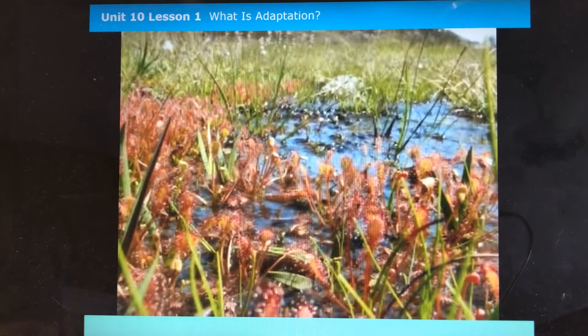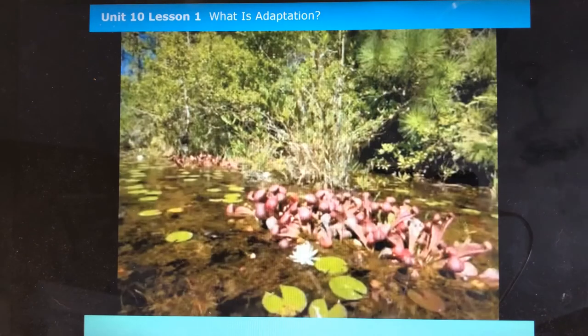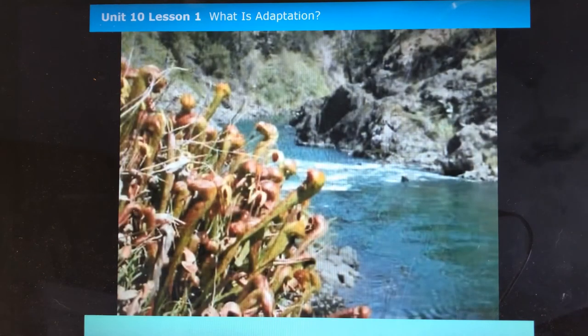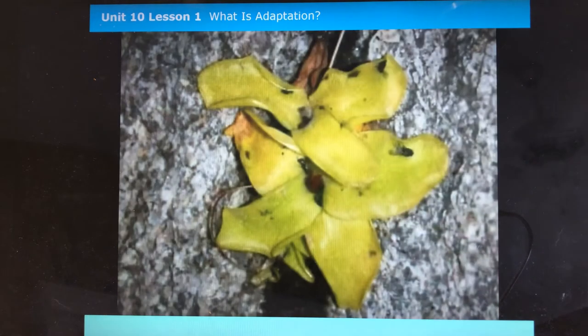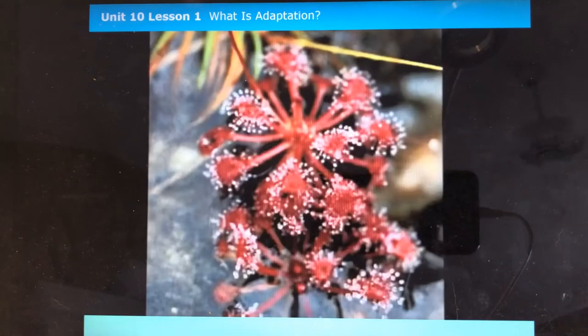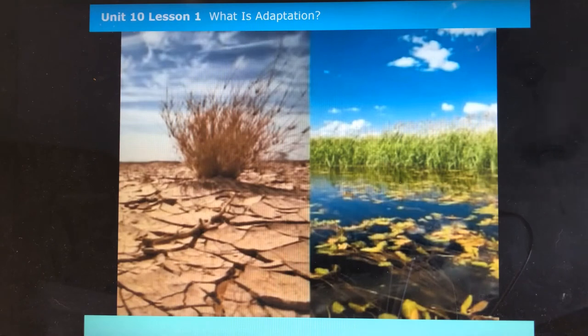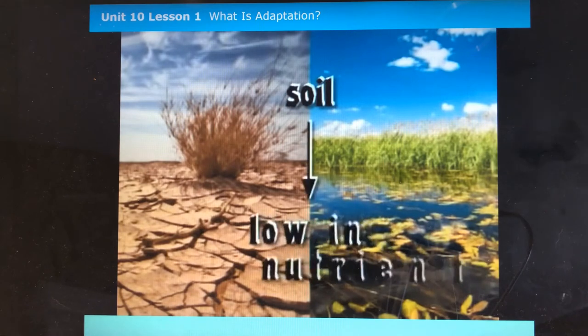Carnivorous plants live in extreme habitats. From the hot desert to the swampy wetlands, carnivorous plants can be found hanging off rocky cliffs, living between rocks, or submerged in water. What these extreme environments have in common is that the soil is low in nutrients.